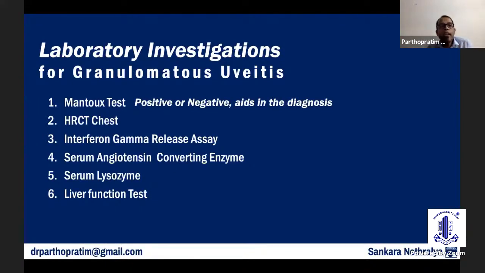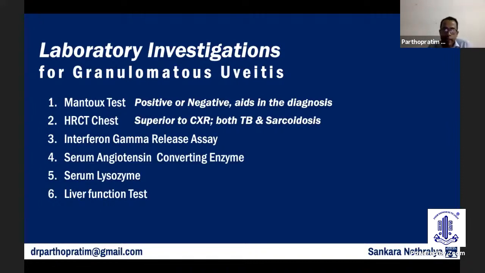How? Because negative anergy to the tuberculin protein is also an important sign of sarcoidosis. So even if a Mantoux test is negative, it helps you in clinical decision making. I always prefer to do HRCT chest because it's superior to chest X-ray, and it can delineate the lymphadenopathy in a much clearer way, helpful in both TB and sarcoidosis.